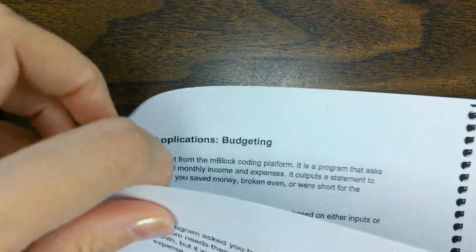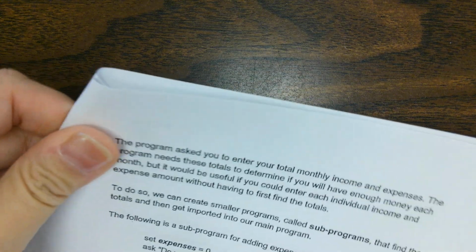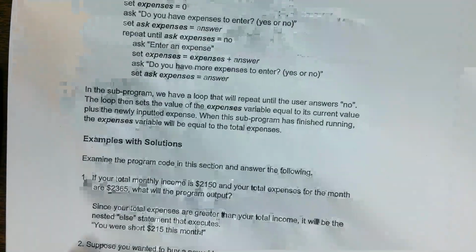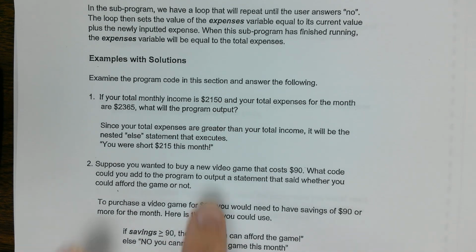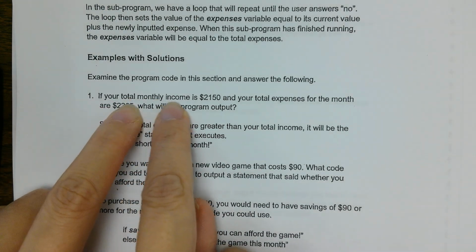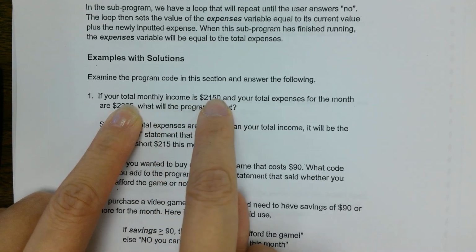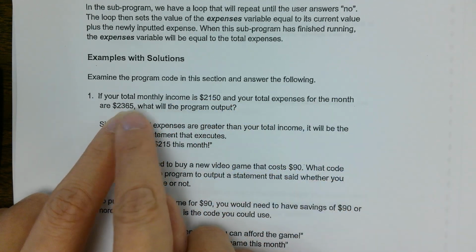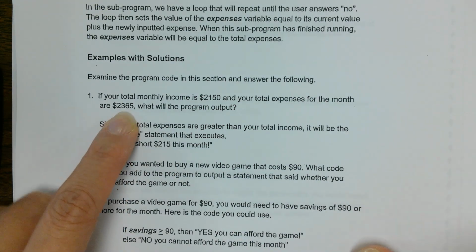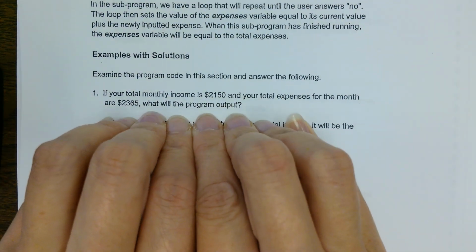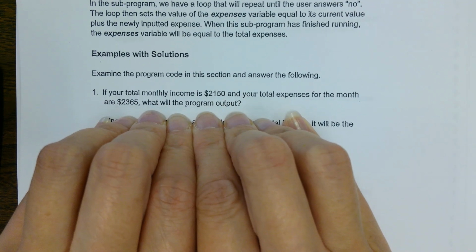Okay, so let's see an example. Right here, let's say we actually typed it up with all the codes and everything. Our computer program works when we press F1. If your total monthly income is 2,150 and your expense was 2,365, what do you think it will say? What would the output be?